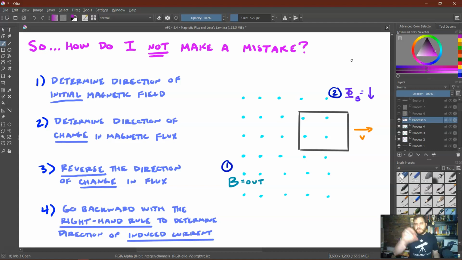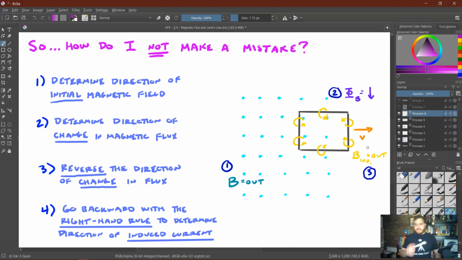And a way to really specifically think about this is that it is decreasing and the field is going out of the page. Well, if it's decreasing and the field is going out of the page, to counteract that, to reverse that, we need to increase the field going out of the page through this loop. So now I've gone ahead and drawn the induced magnetic field that we must have to counteract this change in flux. Because the flux coming out of the page is decreasing, we need to increase the flux going out of the page to try to counteract it.